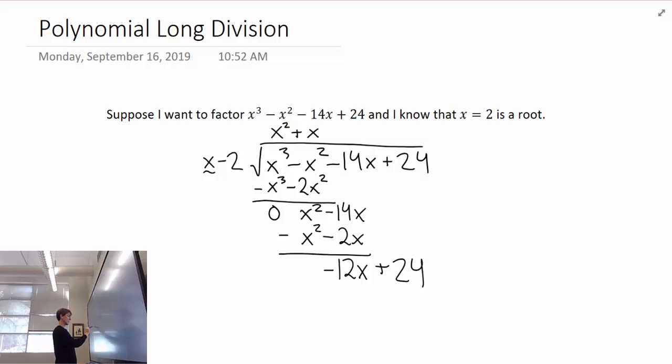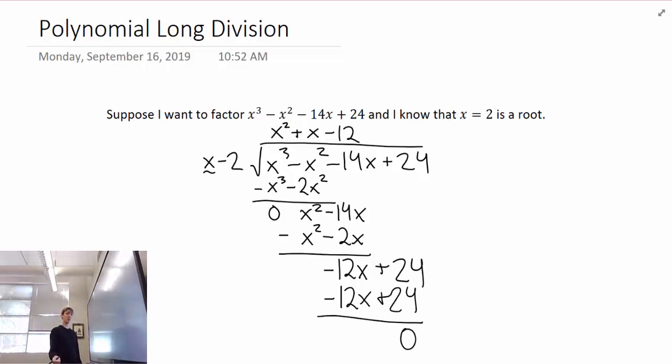Okay, how many times does x go into minus 12x? Again, just looking at leading terms, it goes in minus 12 times. Minus 12 times x minus 2 is minus 12x, or sorry, minus 12 times minus 2, which is plus 24. And I subtract again, and this time everything goes away, and I get a 0, which is good.